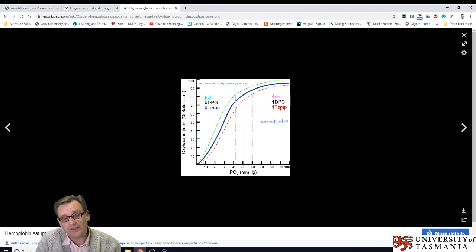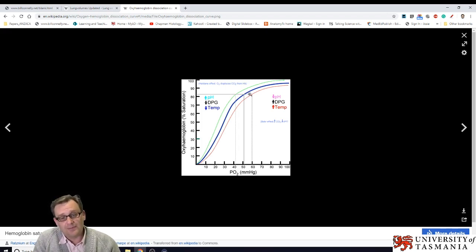So when we're exercising, we would expect to see an increase in temperature locally and a decrease in pH locally, so that it becomes a little bit more acidic. And these things are going to shift that curve to the right. And so as a result, we can get to about 82% of saturation at 60 millimeters of mercury as opposed to 50. And so that would make perfect sense. We are exercising, the muscles need more oxygen. We don't want to wait until the partial pressure gets down to 50 or 40 before we release that oxygen and provide that oxygen for the muscle tissue.